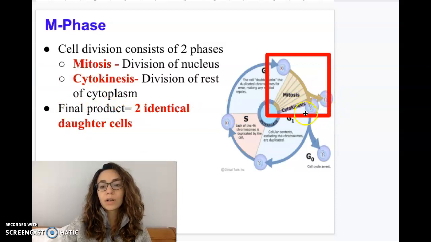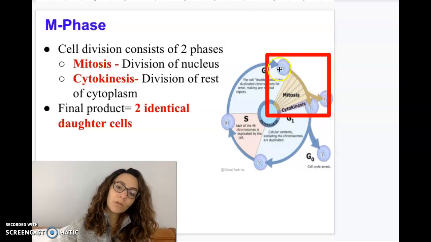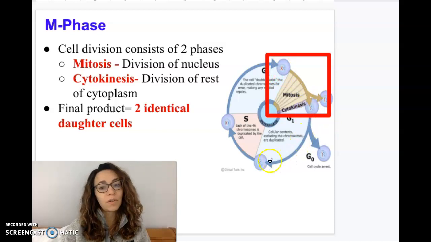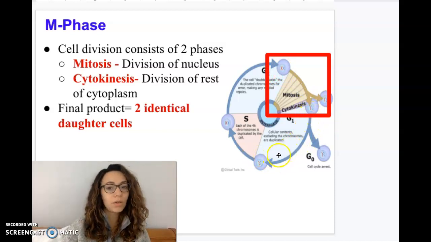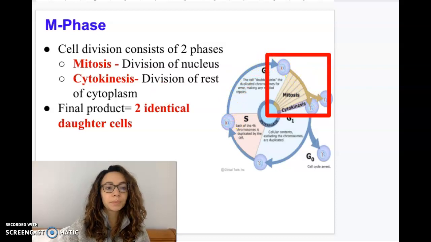These daughter cells are going to be exactly the same as each other and exactly the same as the original cell. And then once they divide, they'll enter interphase all over again. Start with that G1 growth phase, synthesize their own DNA, eventually divide as well.